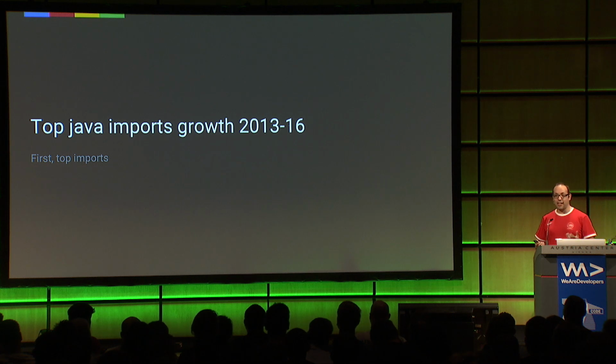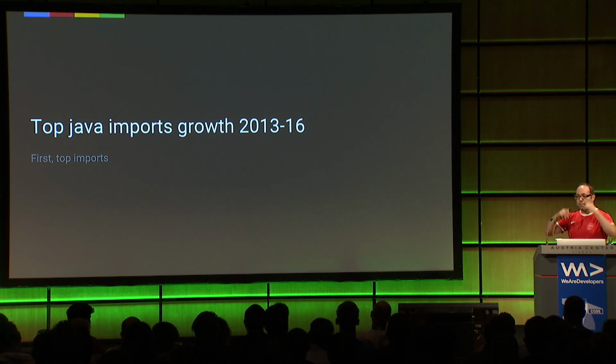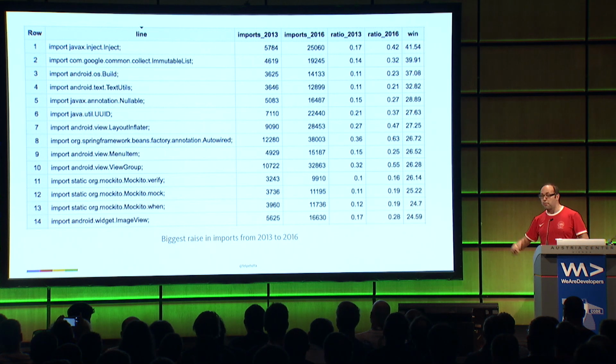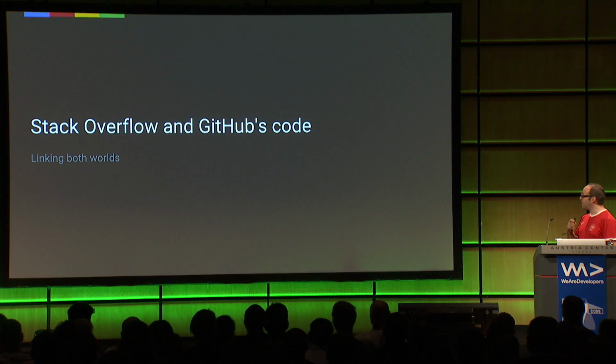Now you can do stuff like go line by line in each Java file, look at only the lines that say import and see what are the top imports. And let's compare the growth between 2013 and 2016 in Java. The top growth we got was on injection, on Android imports, build, nullable, and also Mockito tests. People started doing more Mockito tests. And you can do this for any language you are interested in.